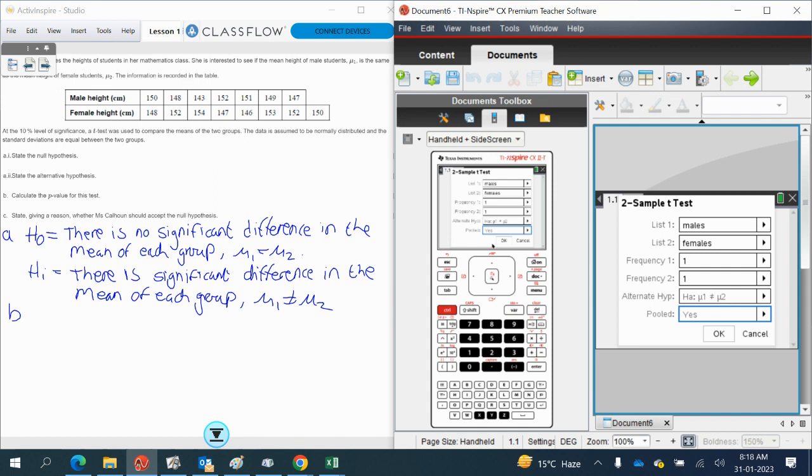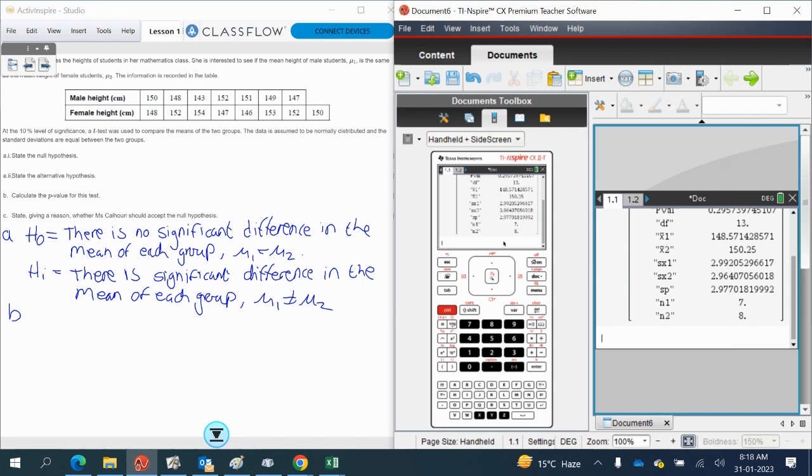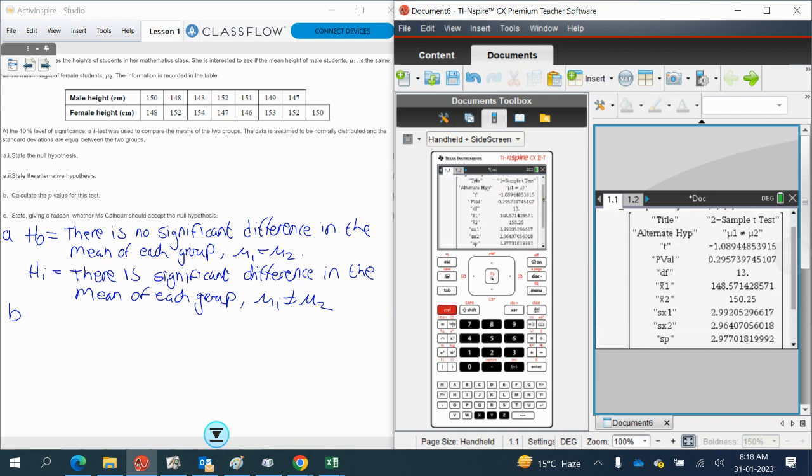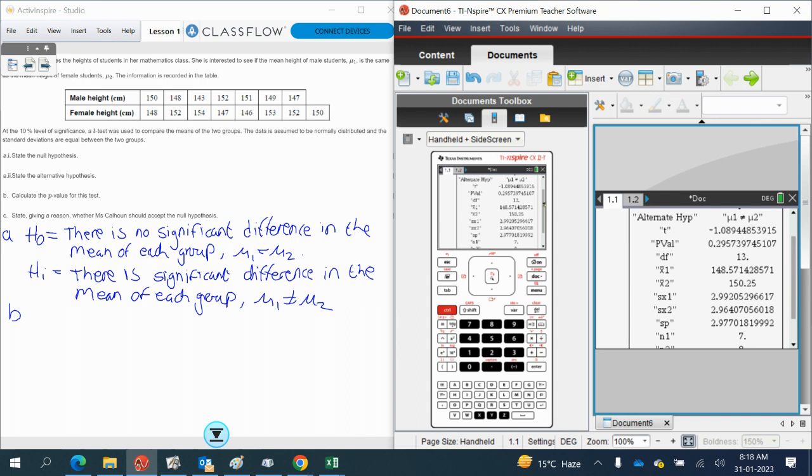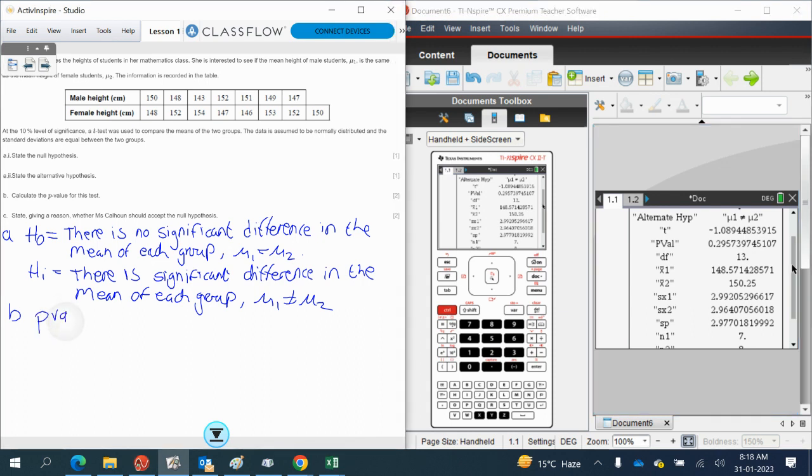So click yes to pooled, and then we are going to get, where is our p-value? Our p-value is here. So the p-value is equal to 0.296.